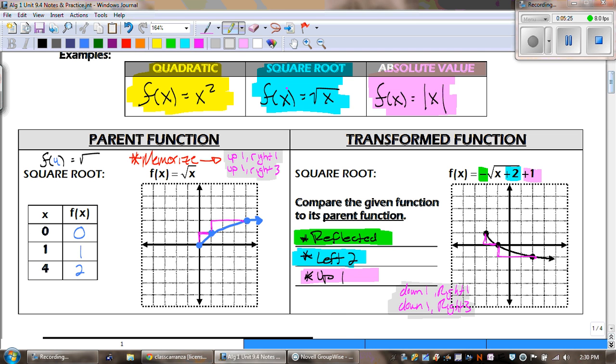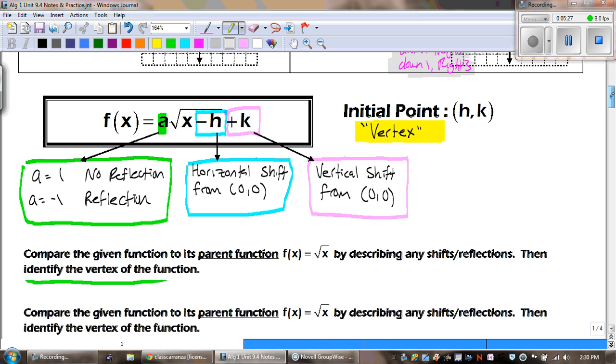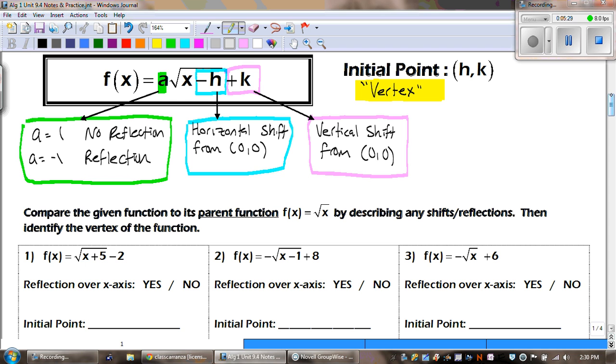Okay, so here we go. The first thing we always care about is the initial point. Okay, in the quadratic, we call that the vertex. That's the same thing. It's the h comma k. So what's underneath the square root and then what's outside of the square root, the h and the k. All right. Out front, the a, if it's positive, no reflection. If it's negative, we have a reflection.